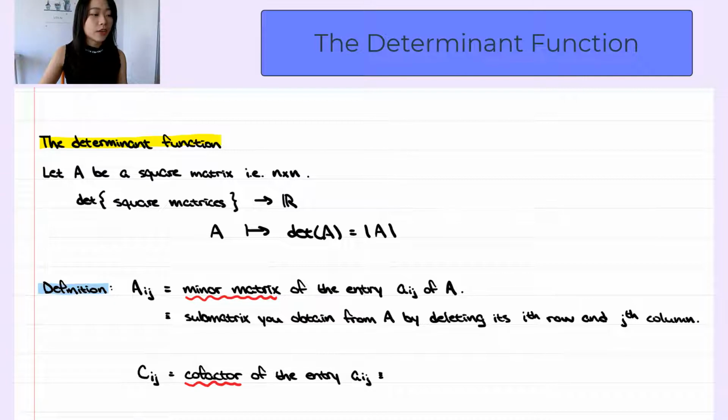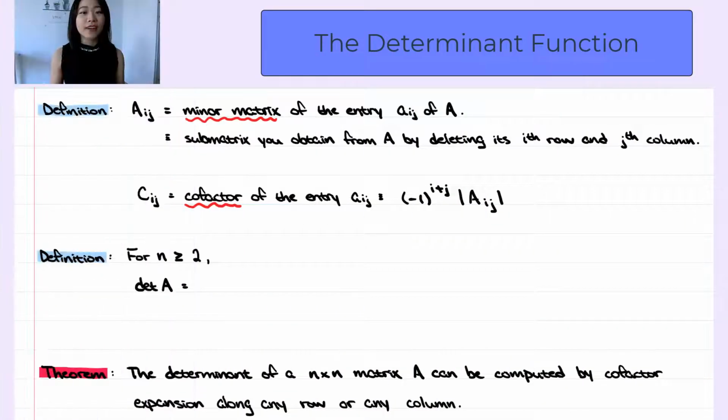And we define the cofactor of an entry as -1 to the power of the ith row plus the jth column times the determinant of its minor matrix, Aij. And to find the determinant of a matrix, we are going to use cofactor expansion.